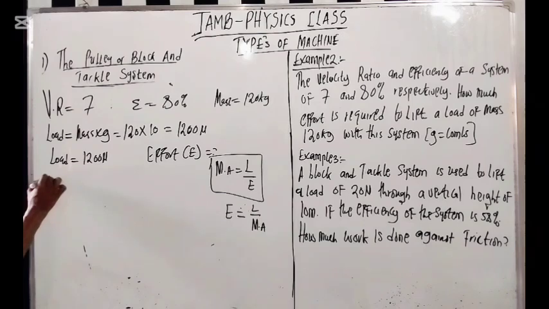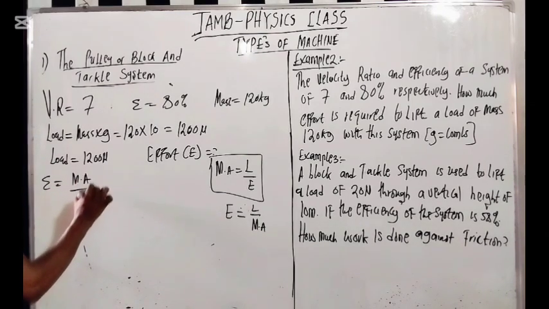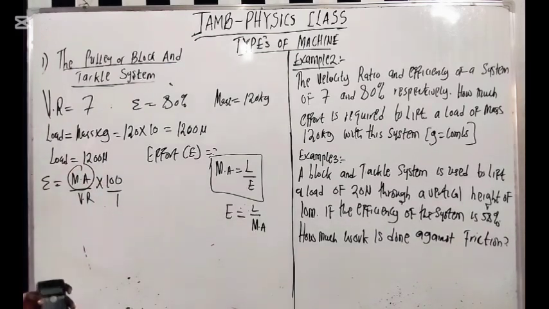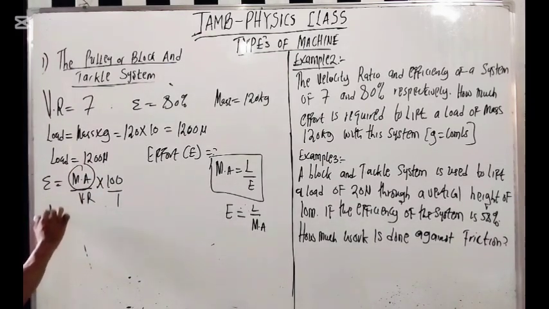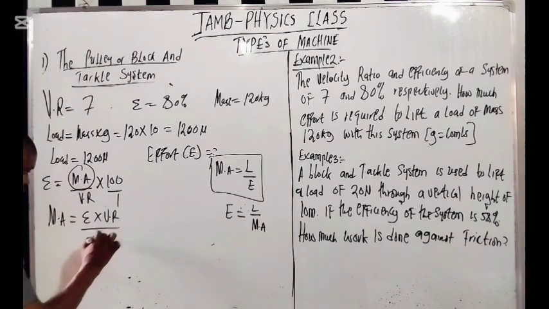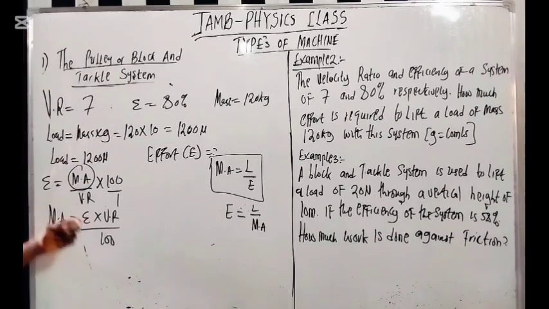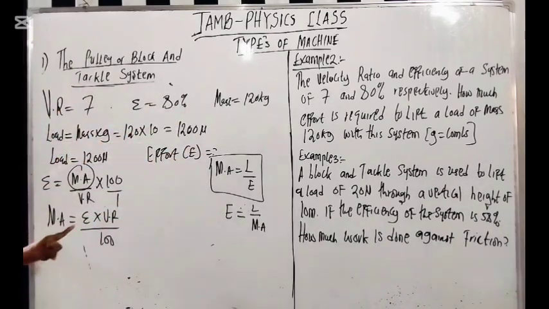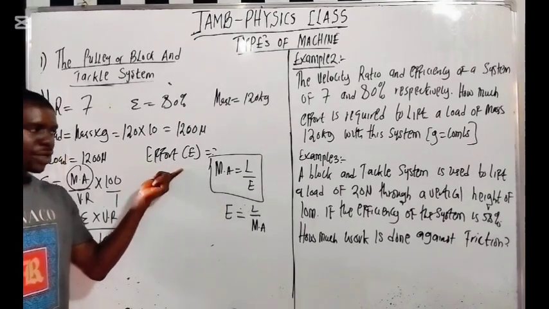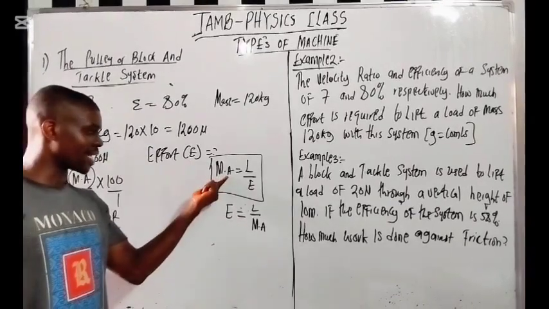So how do you calculate mechanical advantage? We are going to use efficiency equals mechanical advantage over velocity ratio times 100 over 1. Making mechanical advantage the subject of the formula, we have mechanical advantage equals efficiency times velocity ratio over 100. Hope you understand, it's very easy. So for the parameters given to us, that is where we know how to calculate it.